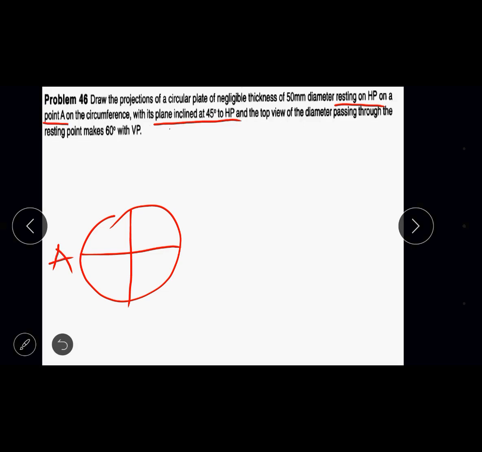So on a point A on this circumference, the diameter resting on HP on a point A. If you take the point, it indicates the horizontal diameter of the circle. If you label this circle from the left end starting from A, B, C, D, the left position you will find A. So this is the A point of the circle, on which it is resting.